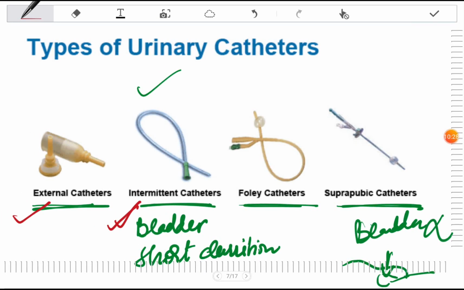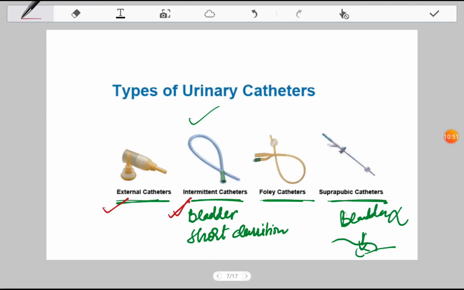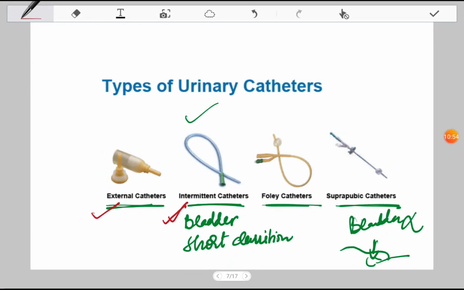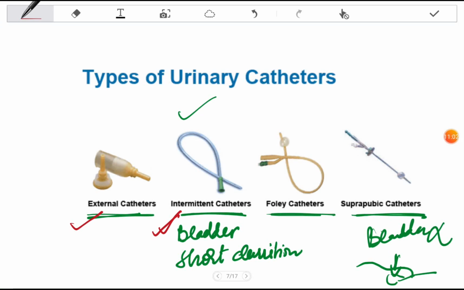Then Foley's catheter, it is a retention catheter. The catheter is inserted into the bladder of the patient, and the balloon is inflated, and it stays in the bladder, and whatever urine comes out is collected into a urobag. This is placed for more time than intermittent catheters, and it may be changed according to the hospital policy. We'll be talking about the risks associated with these in later slides, so let's jump into them.